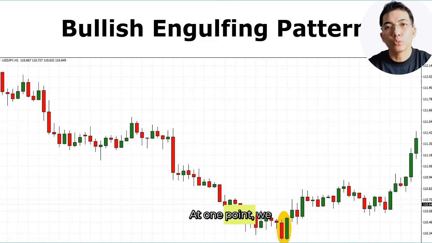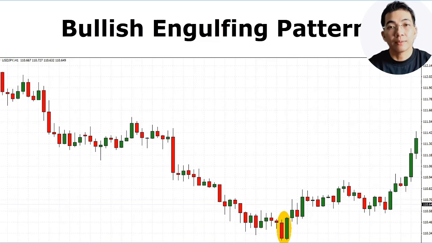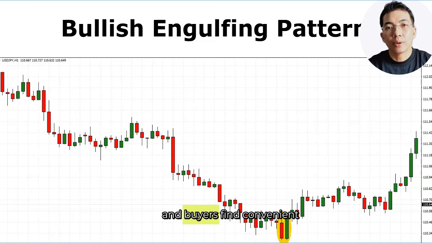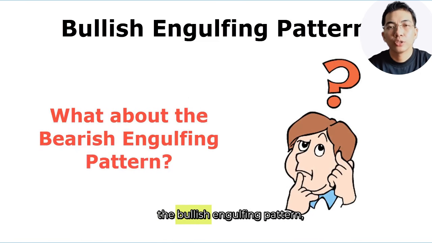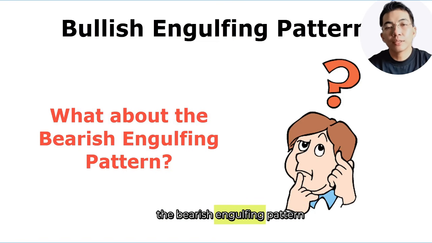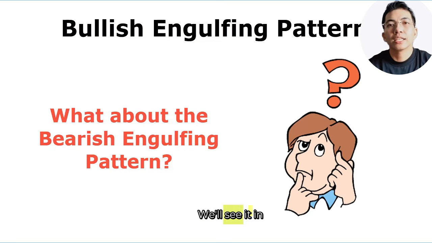At one point, we can see a bullish engulfing pattern that is basically telling us that buyers had a strong reaction compared to the previous session. So the bullish engulfing pattern is a clear signal that the demand increased, maybe because the price is too low and buyers find it convenient to buy. Now that you know the bullish engulfing pattern, can you imagine how the bearish engulfing pattern is? We'll see it in the next lecture.